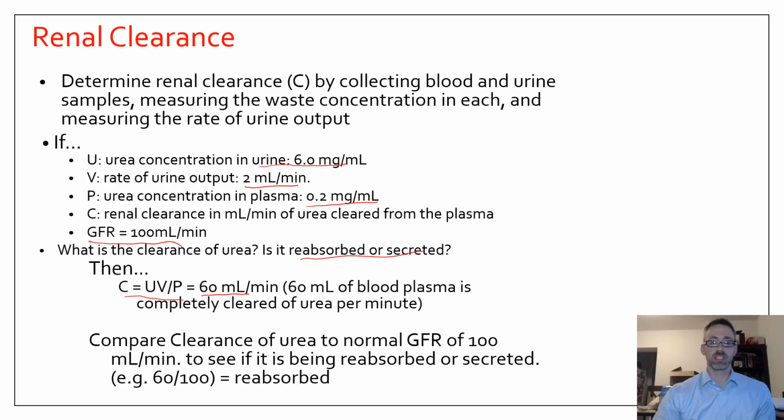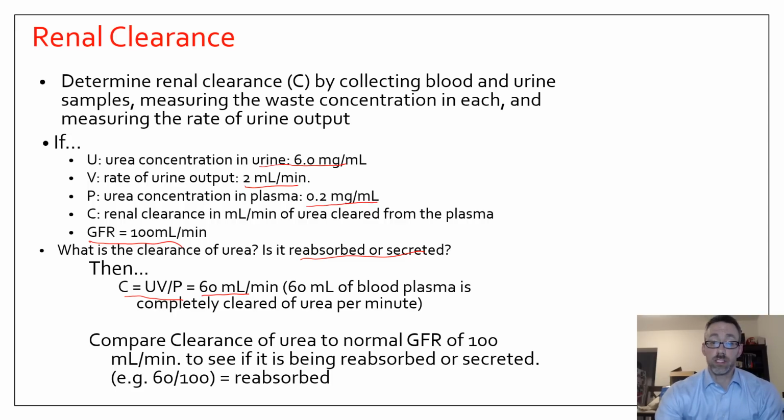It would come out to about 60 mL per minute. And how do I interpret 60 mL per minute? Well, 60 mL of blood plasma is completely cleared of urea per minute. I told you that the GFR is 100. So now I can compare the 60 mL per minute to the GFR, which is 100 mL per minute.